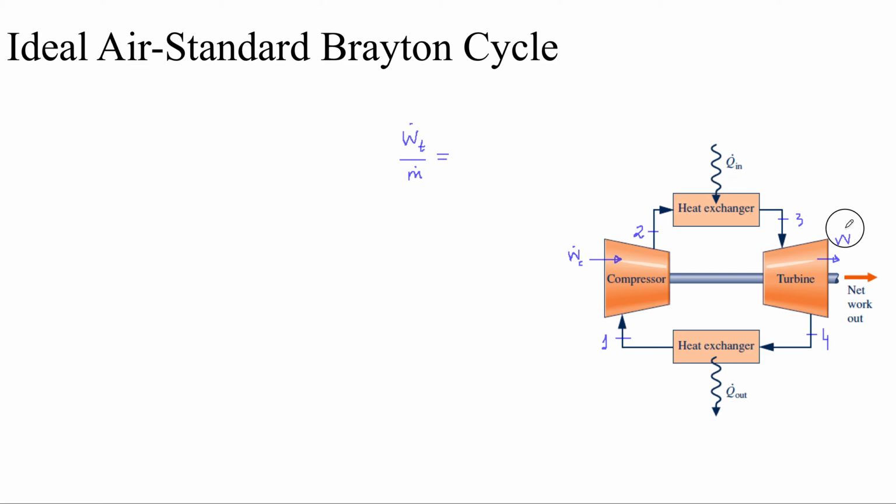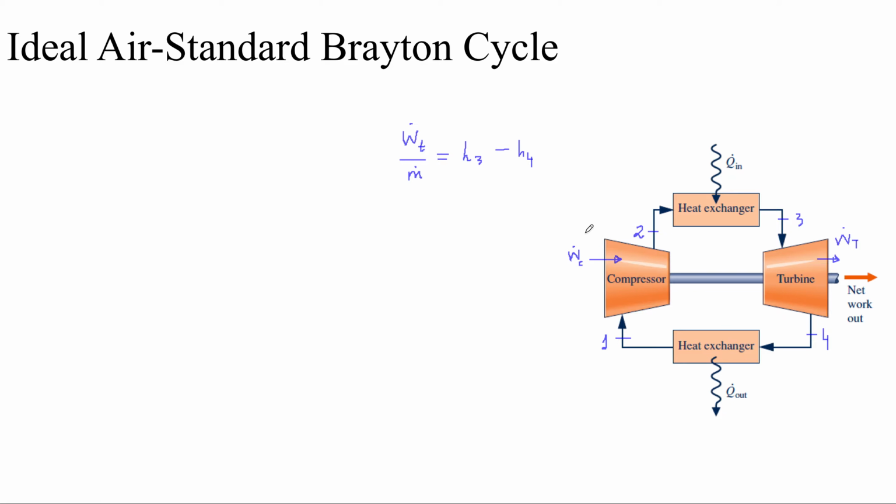And I've got work done across the turbine here, and Q dot in and Q dot out are already labeled. So when the arrows are pointing outwards, I'm going to have enthalpies in terms of the enthalpy at the inlet minus the enthalpy at the outlet. Because the arrow is pointing outwards here, the work done across the turbine is going to be equal to H3 minus H4.